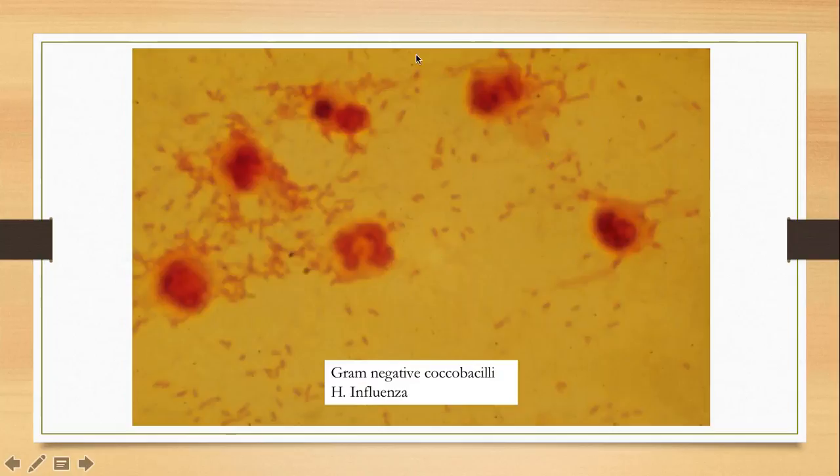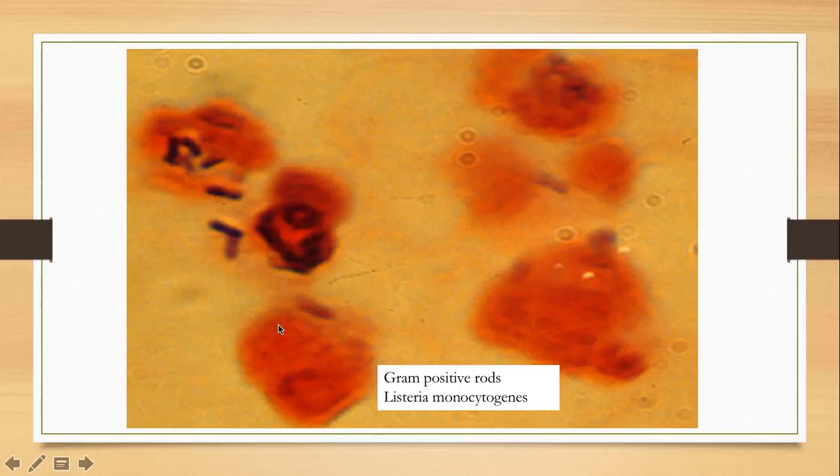And then we have very scattered patterns, so pay attention to this slide. We have a gram-negative coccobacilli, and this is H influenza. You can see they're not paired or in clusters or anything like that. They're just very scattered. And then last we have listeria. These are gram-positive rods, and you can see they are just kind of like this longer shape.